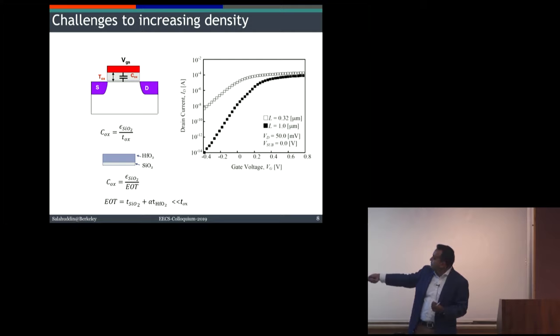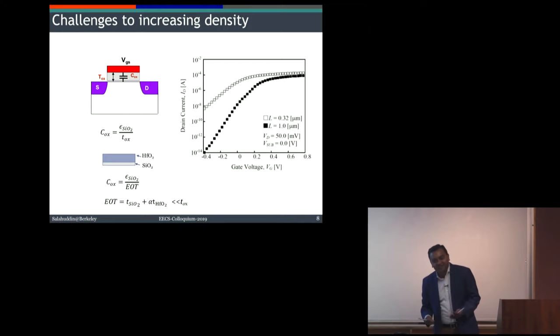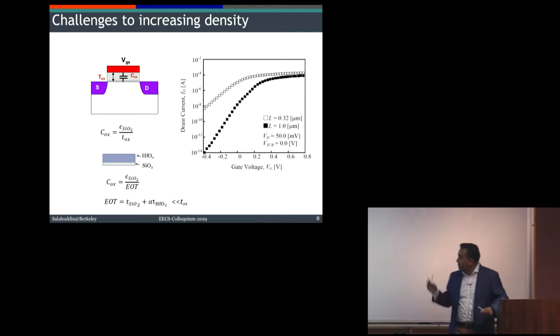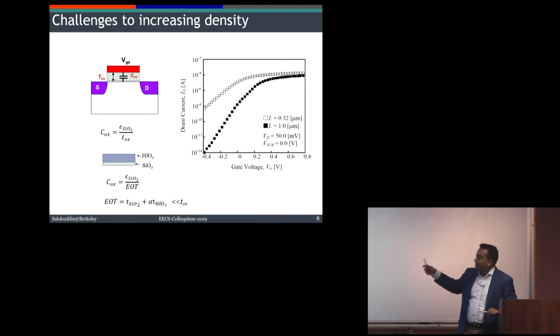That way, effectively, you have reduced this part, and so the capacitance has gone up. So this, in our industry, is called the high-K metal gate. Intel first commercialized it, although IBM started the research many years before them. And it completely changed the way we made transistors. Okay? So this is one way of doing it.